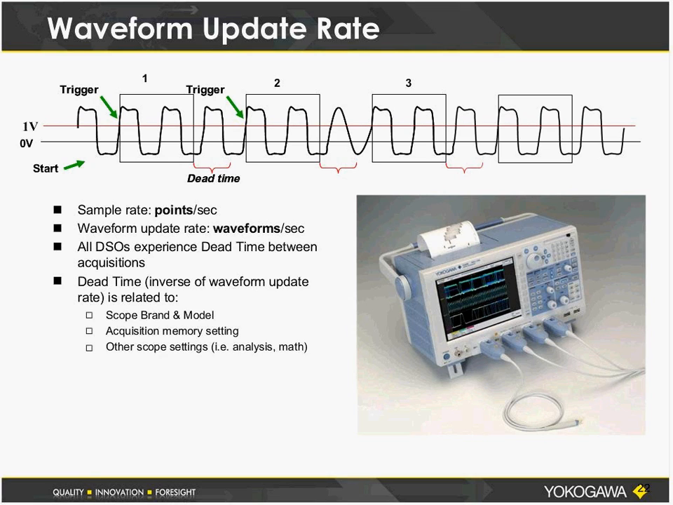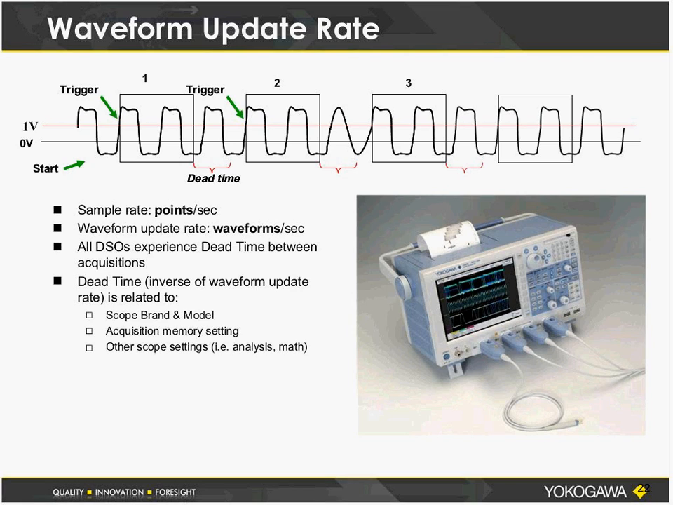All oscilloscopes do have dead time between acquisitions, and dead time is actually the inverse of the waveform update rate, and it is related to that specific brand and model. It's also related to memory settings and other scope settings. If you turn on analysis or math or logic in some models, it will actually slow down that acquisition rate. So just like the sample rate, manufacturers like to put the best case scenario.